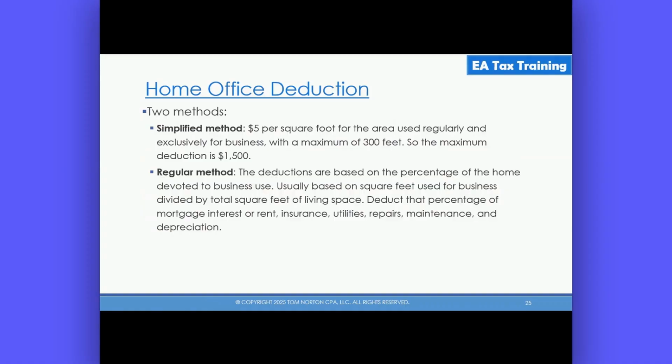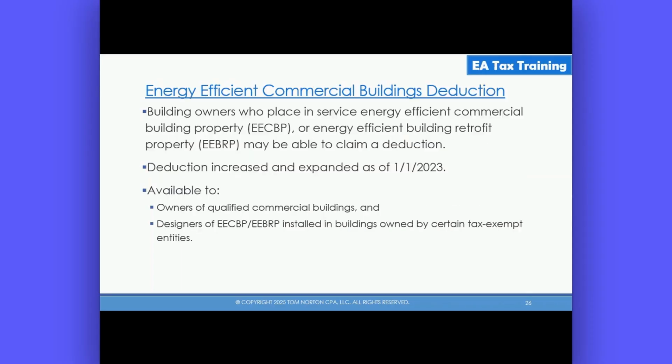So this one is a little bit more of a pain than the simplified method. You got to do more work. You have to have more documentation. However, you're not limited to that $1,500 per year. So, for example, if you have a 2,000 square foot home, you use 300 square feet of that for business purposes, that's 15%. So you could then take 15% of all of those expenses as your home office deduction.